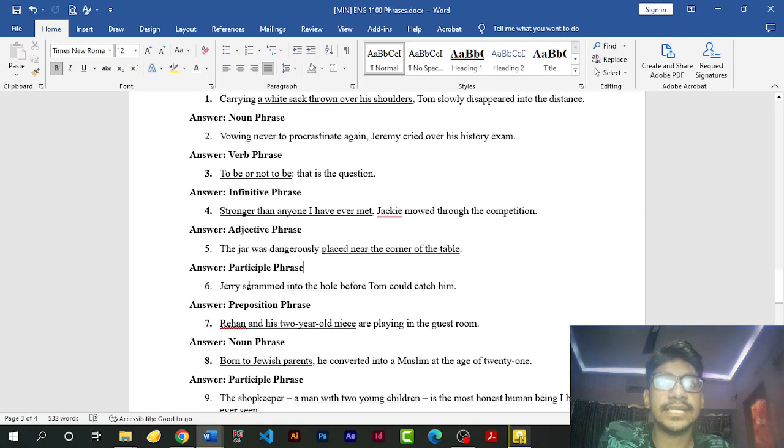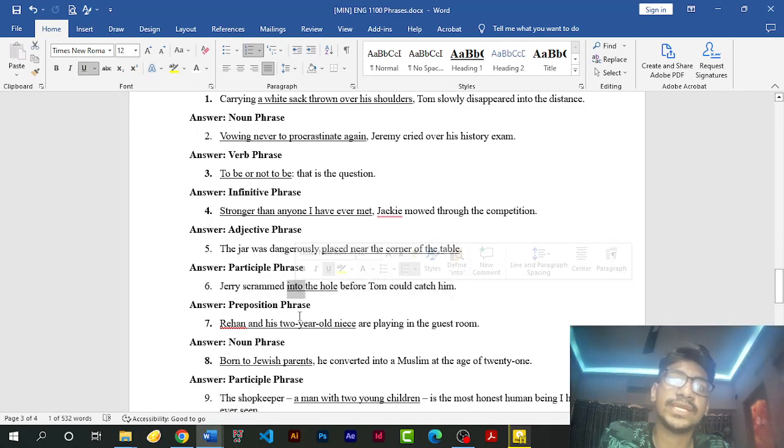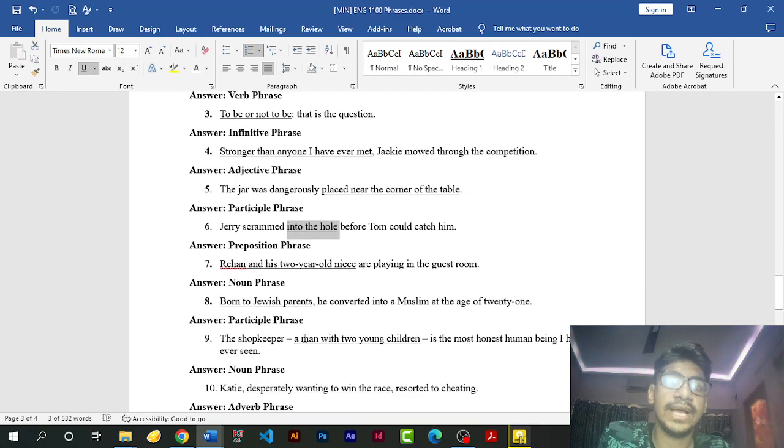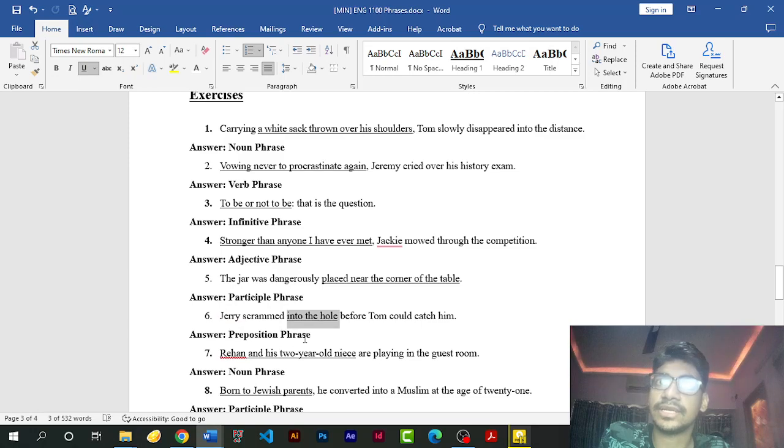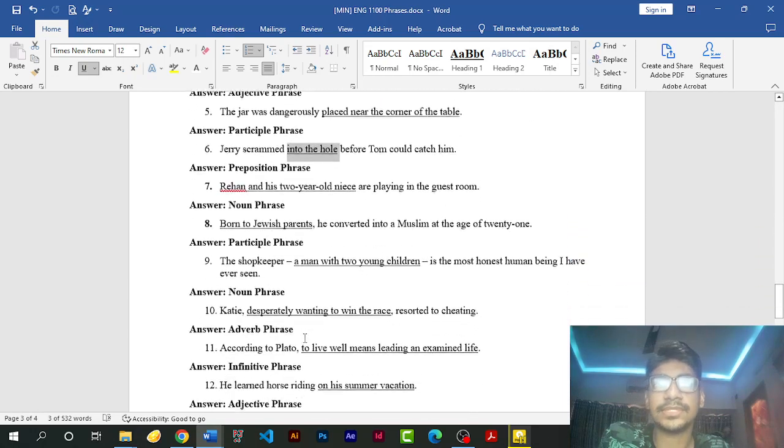Number 6: Jerry scrambled into the hole before Tom could catch him. So into is a preposition. Everybody knows that into is a preposition, and since it's the first word of this phrase, that's why it's a preposition phrase. Okay, so I think you all get it about how to differentiate between phrases. You just look at the first word, and for most of your attempts it will be the correct answer. So let me go to some exception cases.